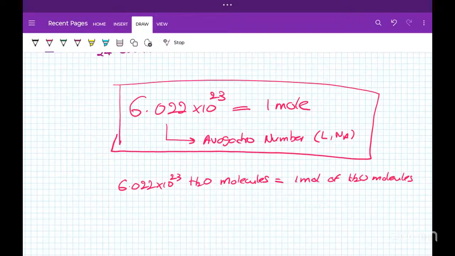So likewise, can you guess or calculate and tell me, in 1 mole of H2O molecules, how many hydrogen atoms are there? My question is, if you take 1 mole of H2O molecules, how many hydrogen atoms are there?